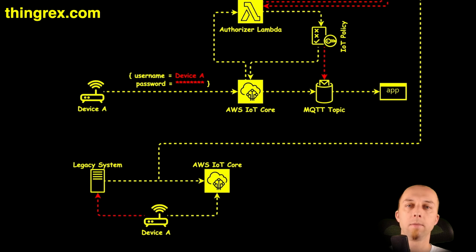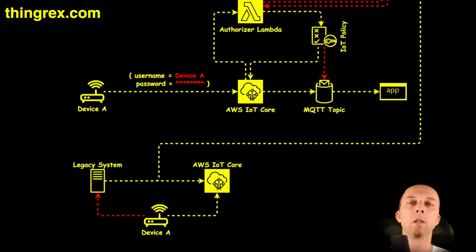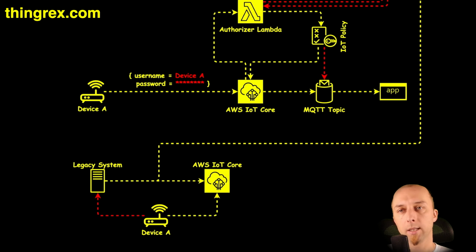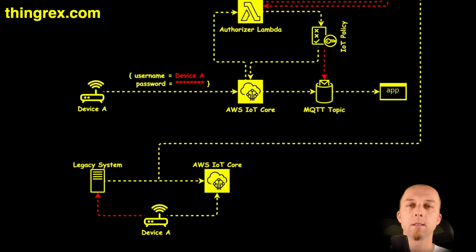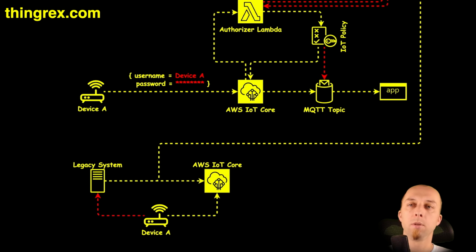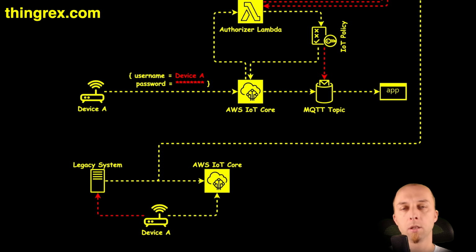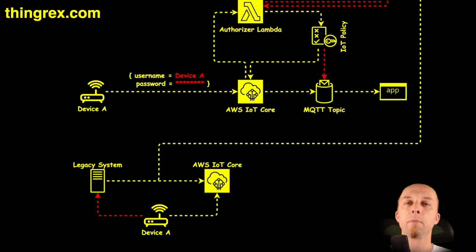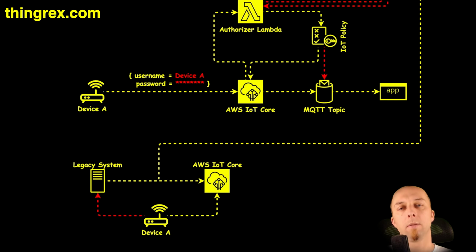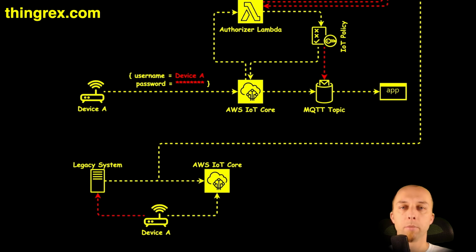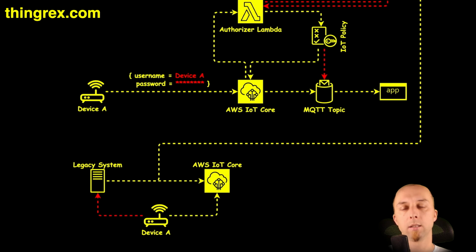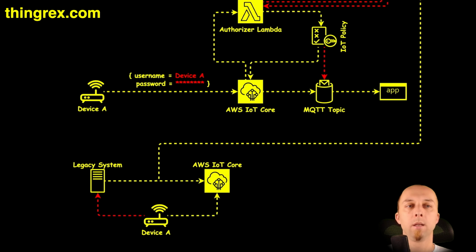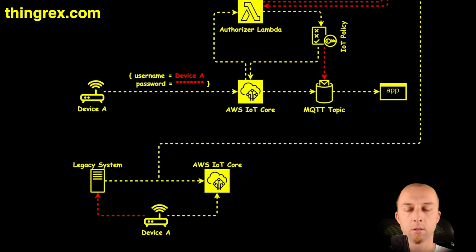And because our device uses the same username and password that we already connected to AWS IoT Core using the custom authorizer Lambda function, it should be able to communicate with the AWS backend without other changes. So this is typically the first stage of the migration from a legacy system to an AWS solution, and of course that should not be the final stage of that migration.